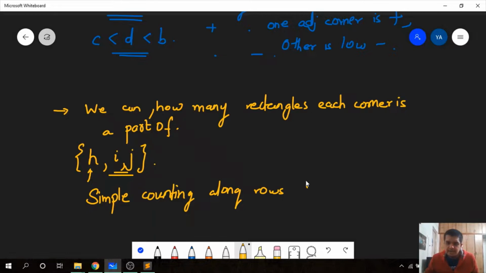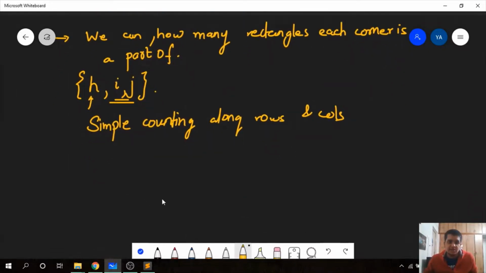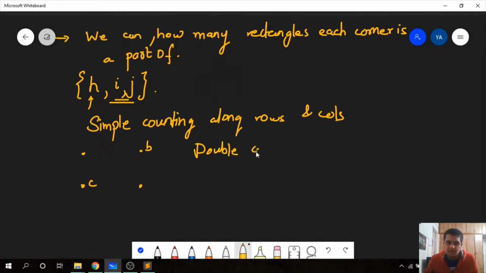But in this there is a chance that we will be double counting. So a rectangle has four corners, and we are basically counting the bad rectangles, right? So say we are counting B and C over here. So we will double count a rectangle. So in the end, we have to just divide the total count by 2. And here, yeah, simple counting along rows and columns, so we have to multiply them. So this should be noted.